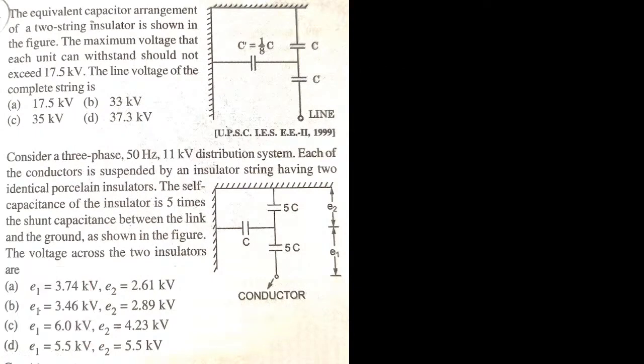Okay, here, yes. Now the question is, read the question first. The equivalent capacitor arrangement of a two string insulators is shown in the figure. The maximum voltage across the lowest unit can withstand should not exceed 17 kilovolt. The voltage across the complete string is dash. Okay, actually it is given for the lowest unit only, not each unit.